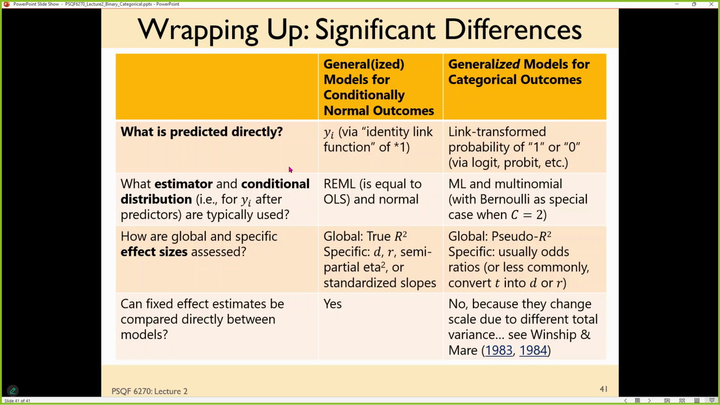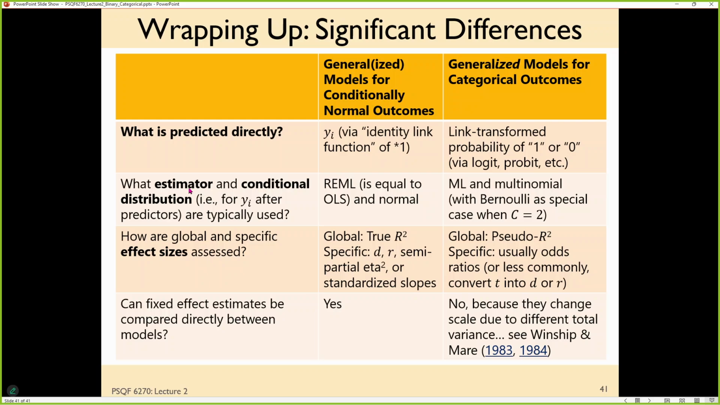What's being predicted directly? In standard regression, it's just y. That was the end of the story, because we used an identity link, meaning y times 1. And the inverse link would be y divided by 1, so still just y. Now we're in logits and probits, something that transforms the probability to be predicted into something that's more continuous, so you don't go out of bounds.